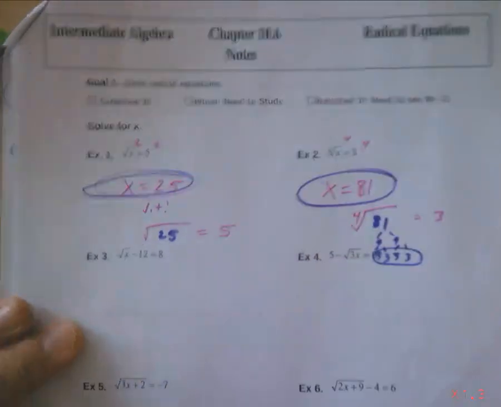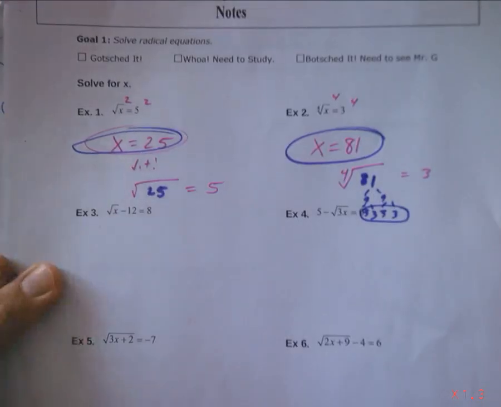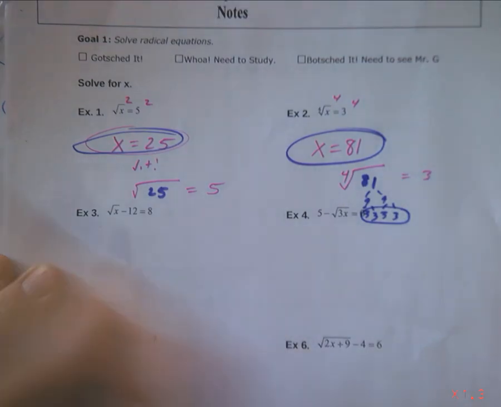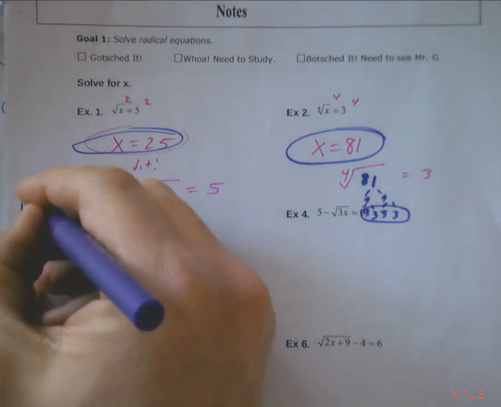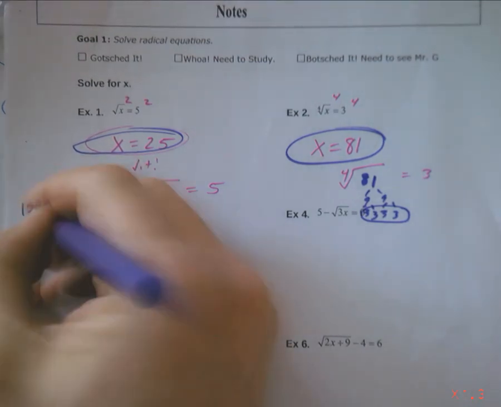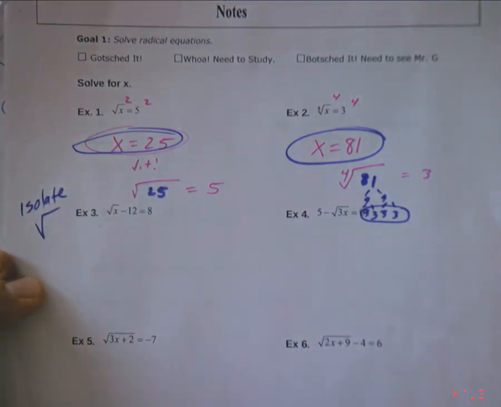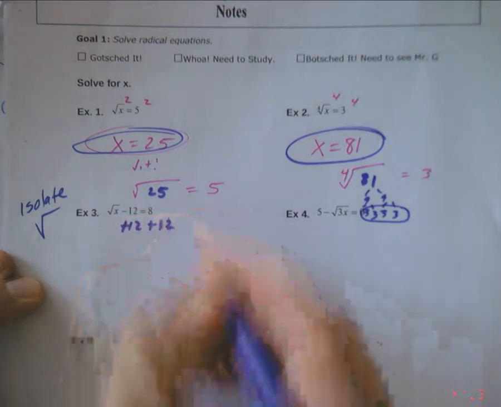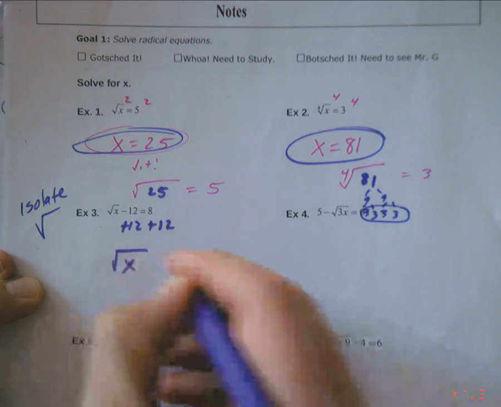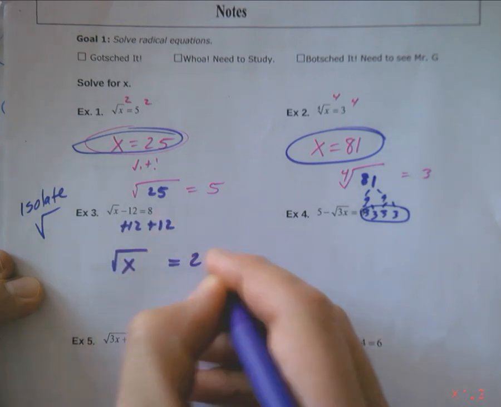Okay. So as I take a look at number 3, I have the square root of x minus 12 is equal to 8. Right? So what we want to do is isolate the square root. We want to get the square root by itself. So isolate the square root, which means get the square root by itself. You add 12. So we're going to get this 12 on the other side by addition. So we get the square root of x is equal to 8 plus 12 is 20.